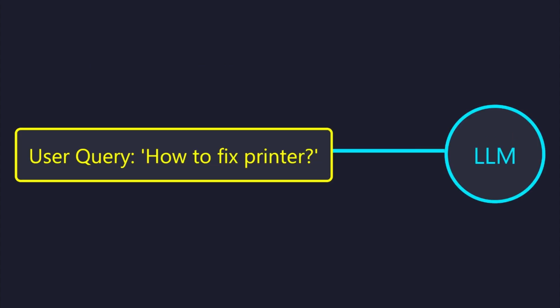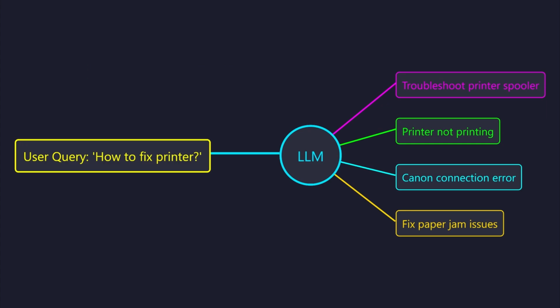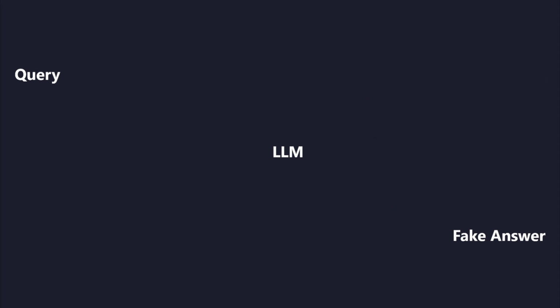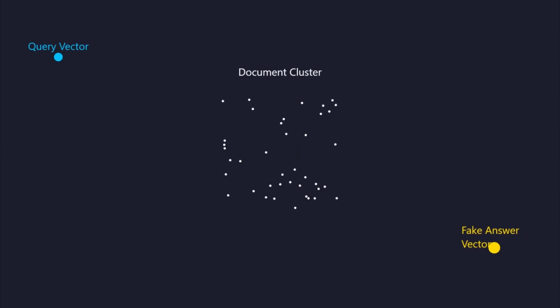A single user query might be too brief for an effective search. Query expansion uses a large language model to generate multiple variations of the query, exploring different synonyms and perspectives to ensure the most relevant documents are pulled from the database. Hypothetical document embeddings, or HyDE, works by having an LLM generate a fake answer to the query first.